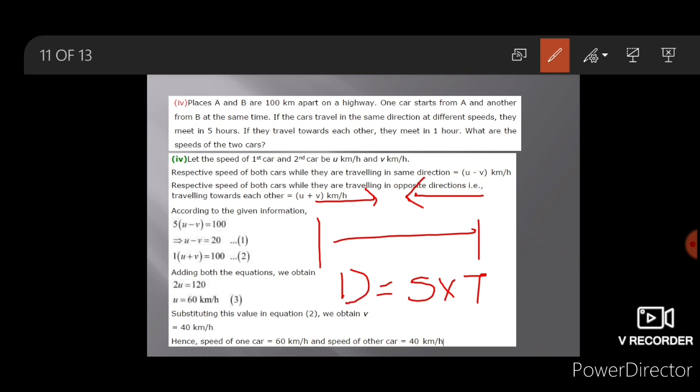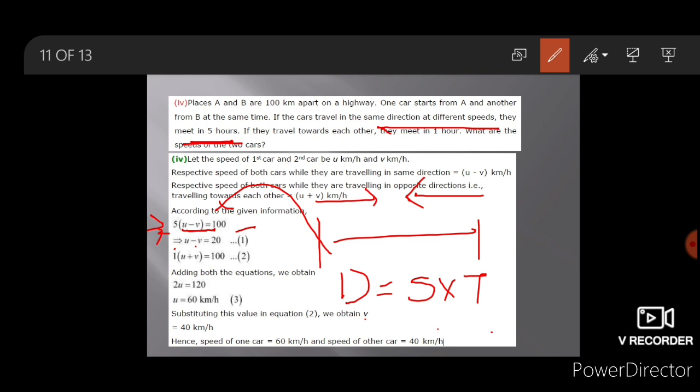Now back to our question. They meet in 5 hours if they are moving in the same direction. If they are moving in the same direction, the speed is going to be subtracted, u minus v. Time is 5, distance is 100. So distance 100 is equal to speed u minus v, time 5. So 5 multiplied by u minus v is equal to 100. So we get u minus v is equal to 20.